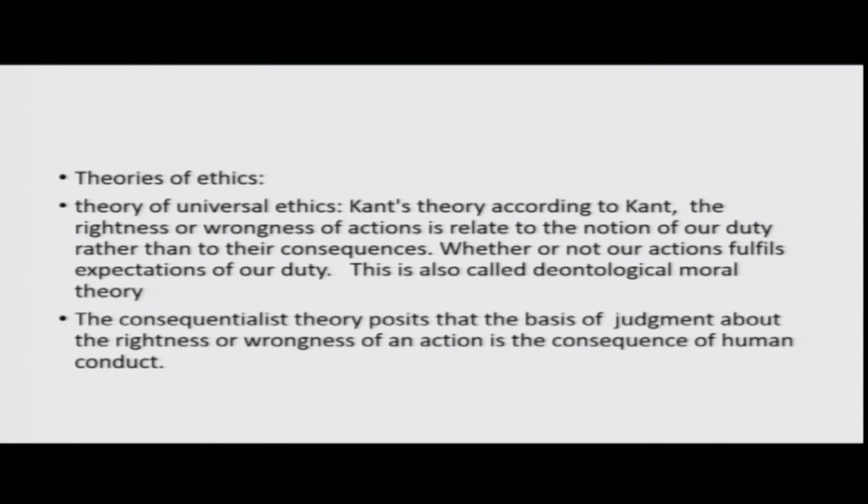And the second theory is the consequentialist theory of ethics. It posits or argues that the basis of judgment about the rightness or wrongness of an action is the evaluation of the consequences of human conduct for others. That is, consequentialist theory says the judgment to decide whether a particular act is wrong or right is based on the evaluation of the consequences that the action has for others. Now let me give you some examples of the consequentialist theory.